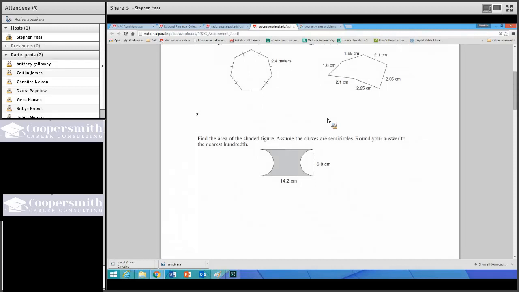Well, the area of the full circle, like any other circle, is pi r squared. What's the radius of each semicircle? 3.4, very good. So you would do pi times 3.4 squared, and 3.4 squared is 11.56, so 11.56 pi. Essentially you would take the entire rectangle area and subtract 11.56 pi.